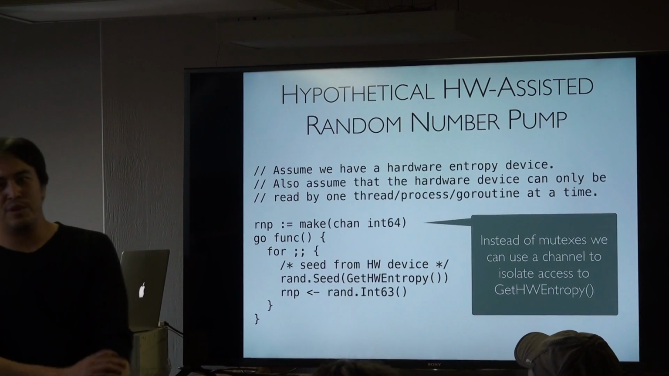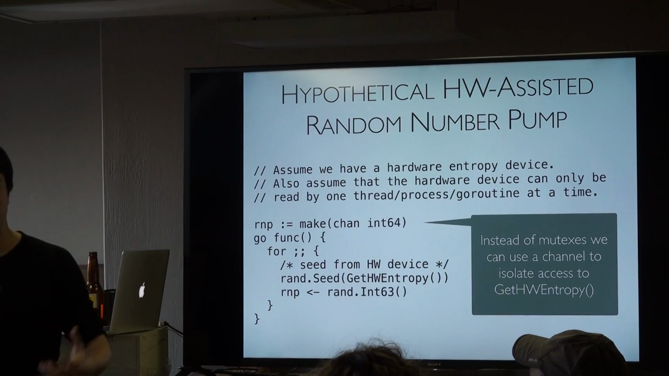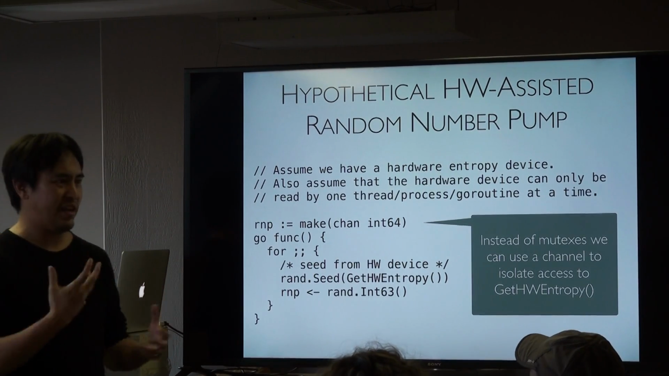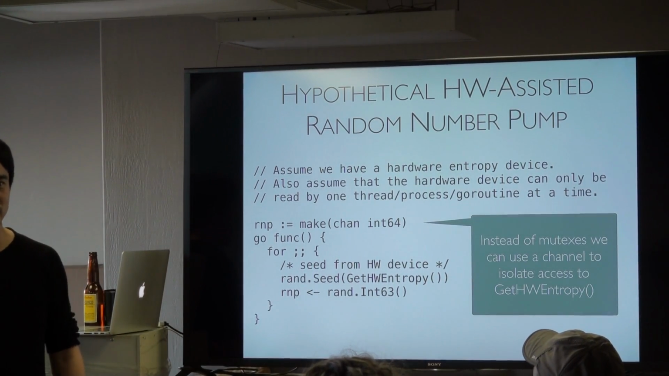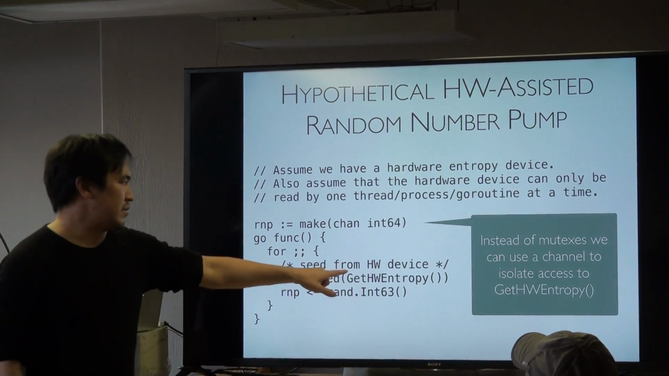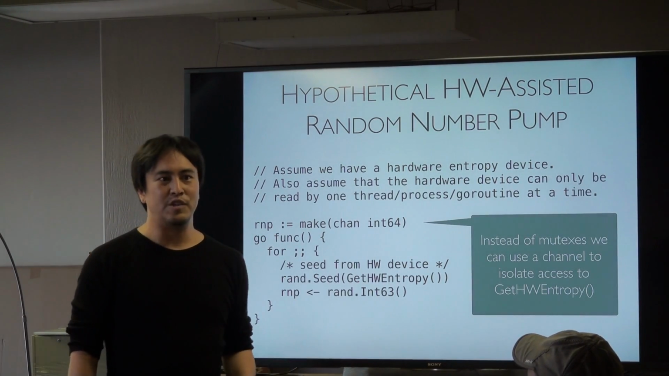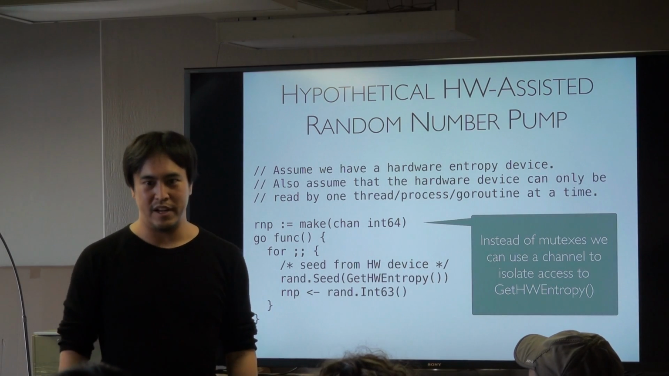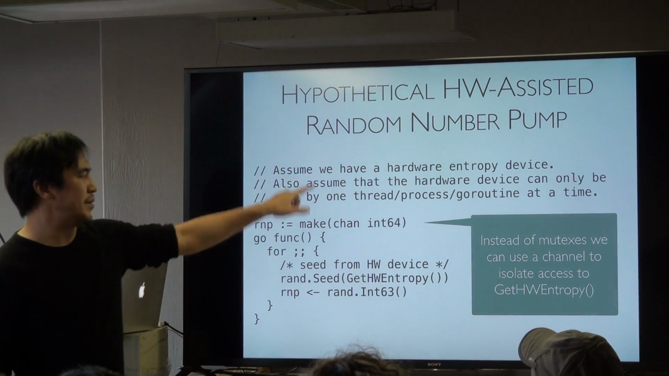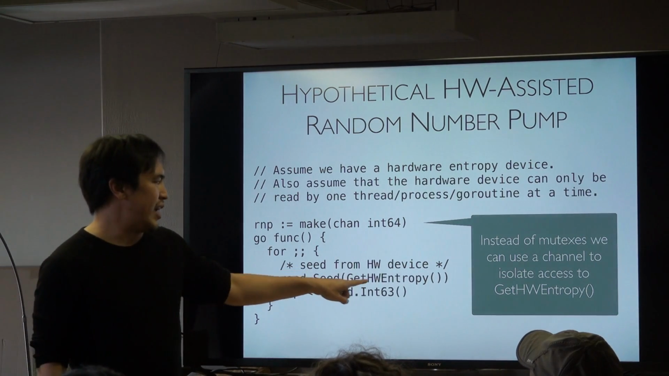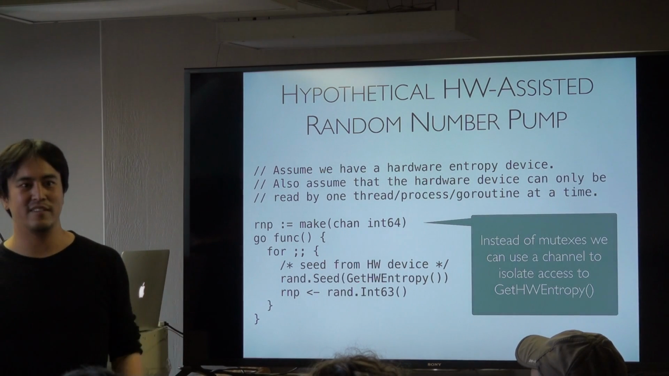Random number generators in computers are typically, under the hood, pseudo-random number generators, which means they rely on very fancy algorithms to create some semblance of numbers that feel random to most people. But there are hardware devices that can provide true random entropy to a number generator. What we have here is a hypothetical random number pump where we have a hardware method to access the entropy in this hypothetical hardware device.